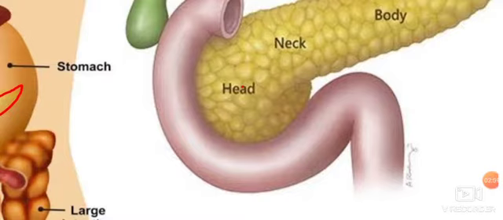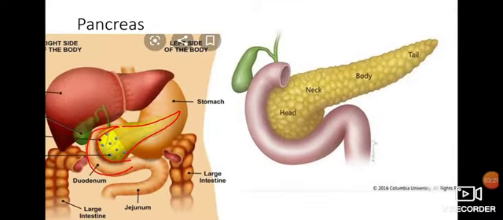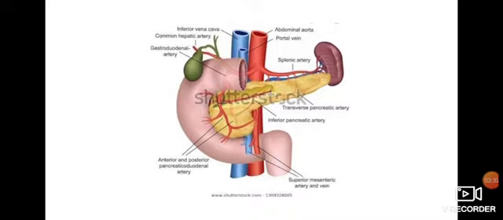While looking at the relations, it is very clear from this picture itself. The superior border is related to the first part of the duodenum. The lateral border is related to the second part of the duodenum. The inferior border is related to the third part of the duodenum. So these three areas are covered by different parts of the duodenum as well as an artery, the superior mesenteric artery.